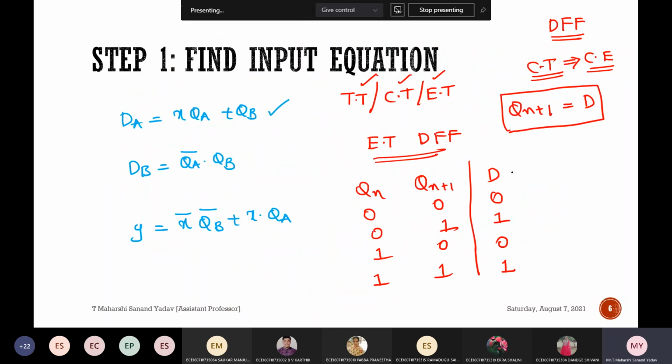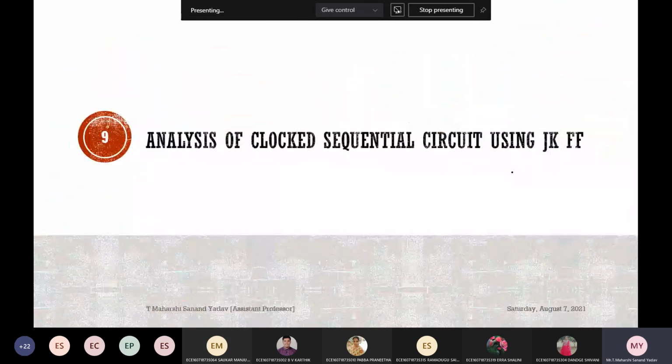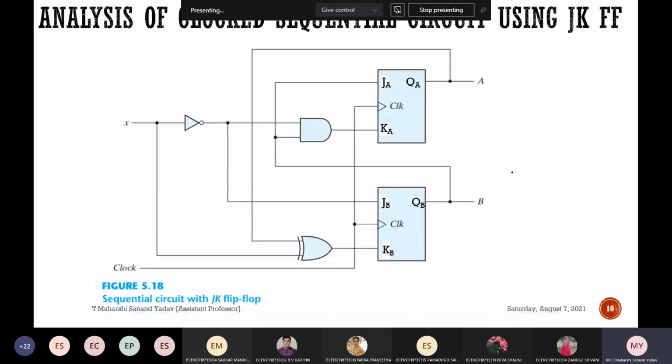Well, let me go to the next problem. Please solve it and tell me the answer. Analysis of clocked sequential circuit using JK flip-flop. So for this, solve it and tell me the answer. I'll wait.